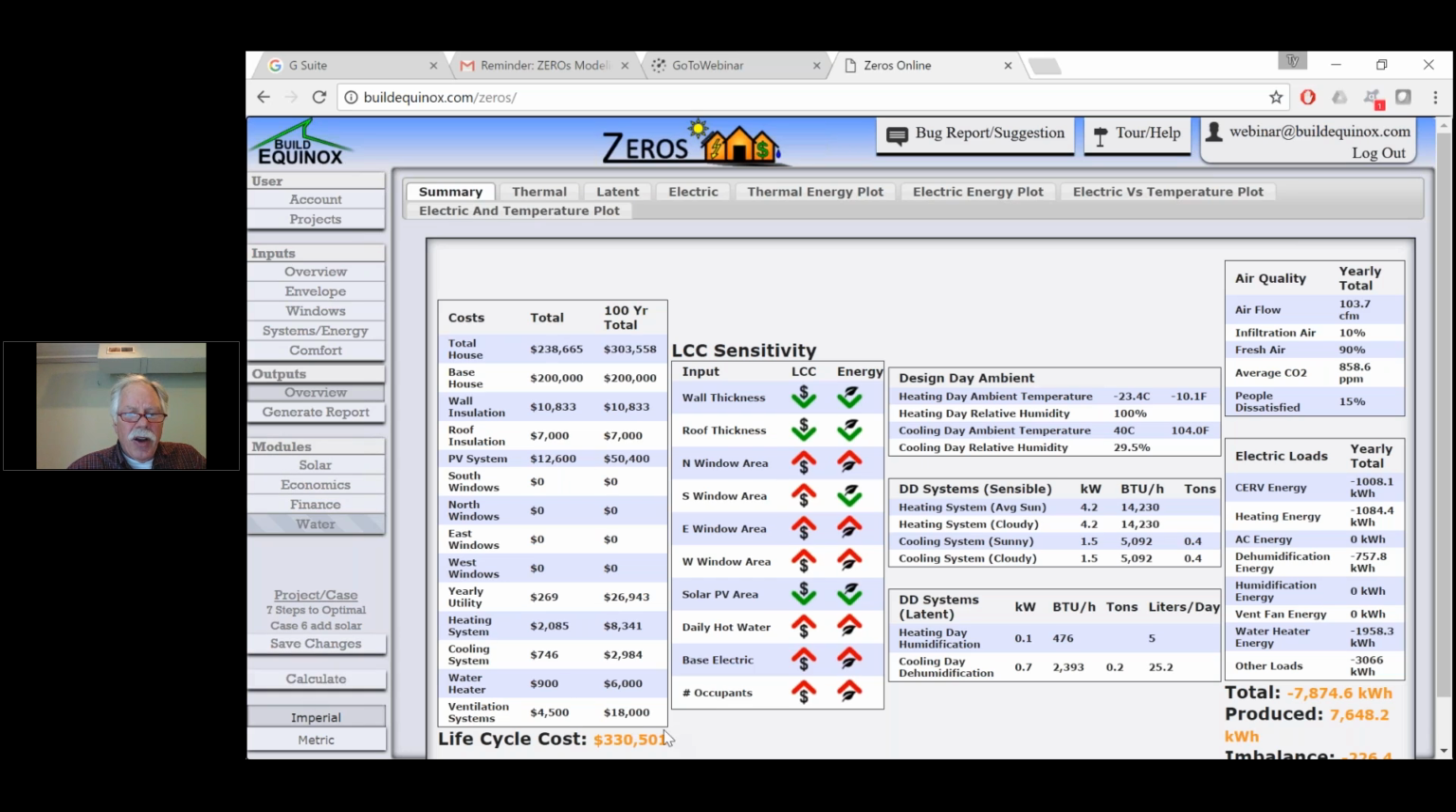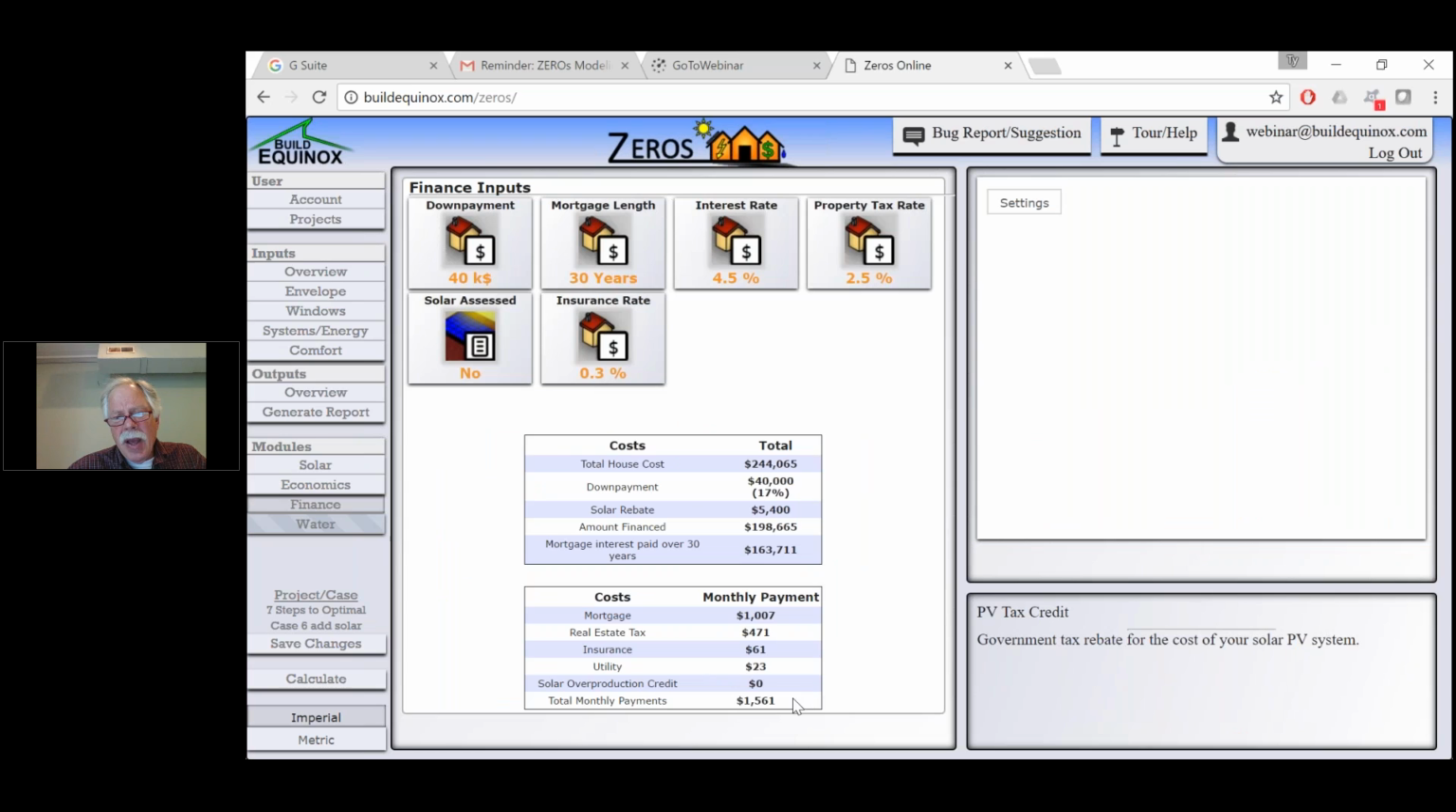So my life cycle cost dropped by about 25 grand over 100 years. That's pretty decent. My finance, I'm at around $1,560 versus the conventional house with lousy air quality. I now have a house with good air quality that uses a lot less energy, and it's going to cost me $30 more per month with the values in this.